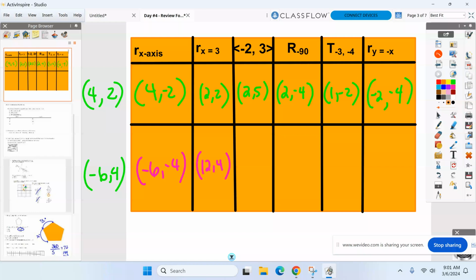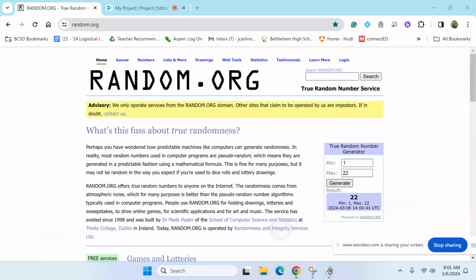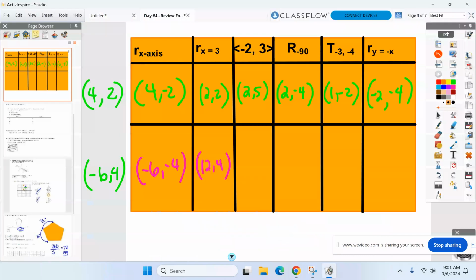Translation, left 2, up 3. Left 2, up 3. Where are we going? Henry, back there. Yeah, -8, 7.